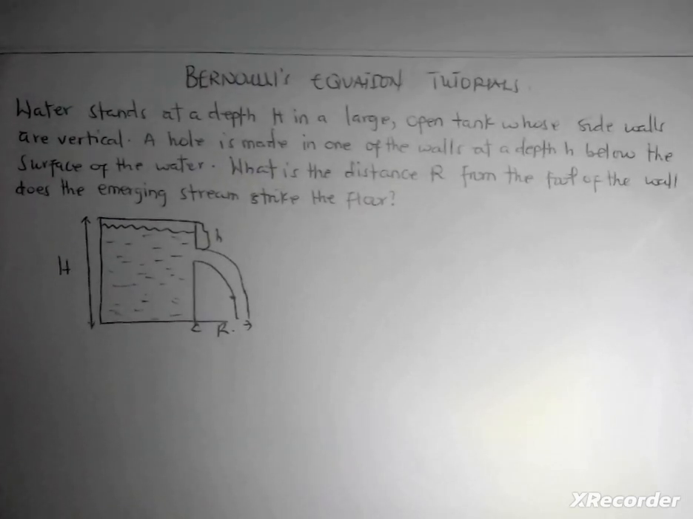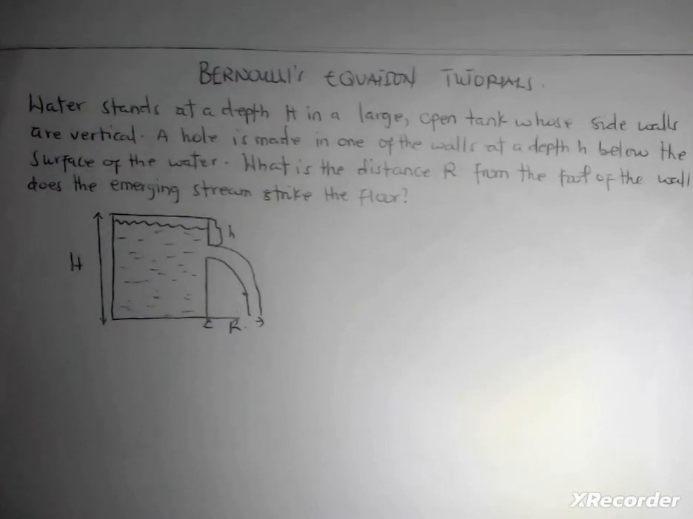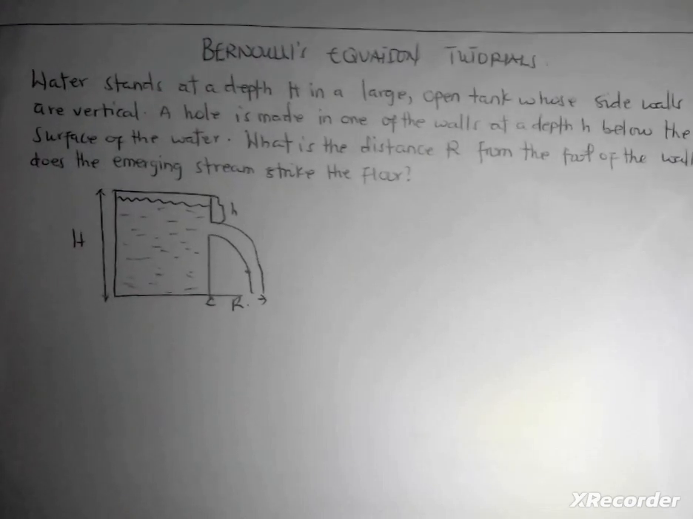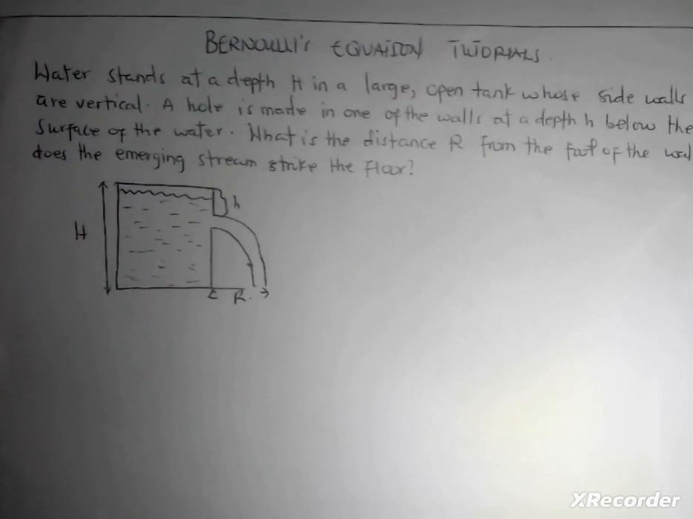How do you do this? We apply Bernoulli's principles here. So let's see how we're going to do that. First of all, what you are going to do is you are going to state the Bernoulli's equation, or you just write the Bernoulli's equation down. Then we consider the necessary parameters in it.